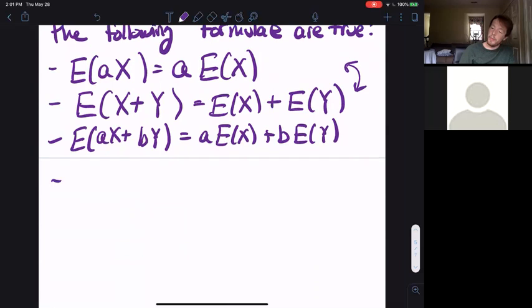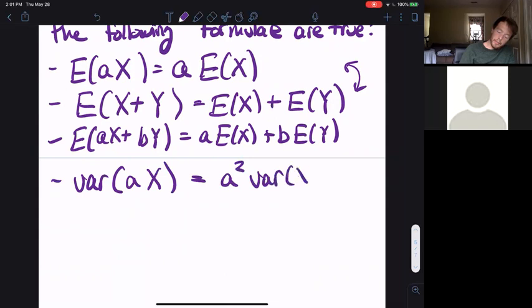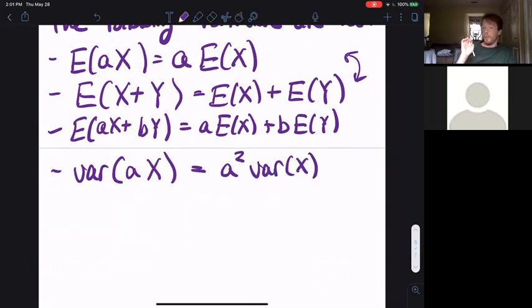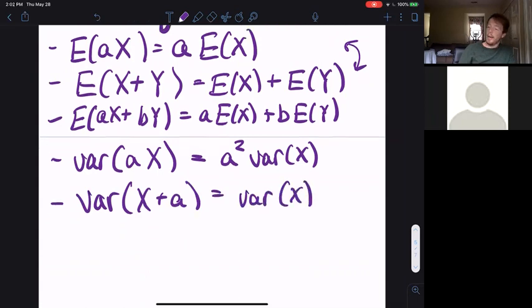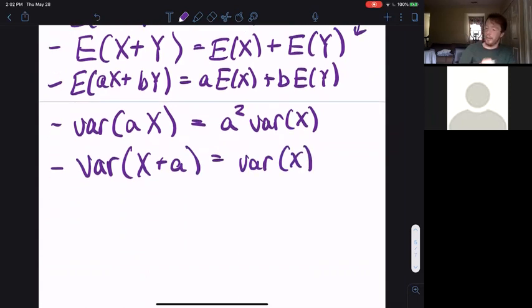I'm also going to give you some things about variance. So the variance of AX, a constant times X, is equal to that constant squared times the variance of X. Cool. So you can also pull a constant out of a variance calculation, but you have to square it when you do so. And the variance of X plus A, where remember A is a constant, is just equal to the variance of X. So adding a constant to a random variable in a variance calculation has no effect.